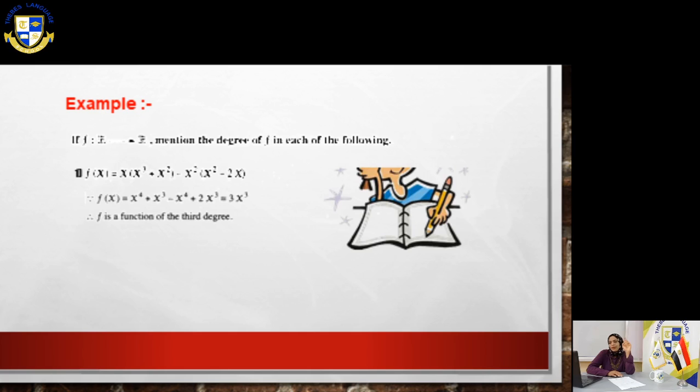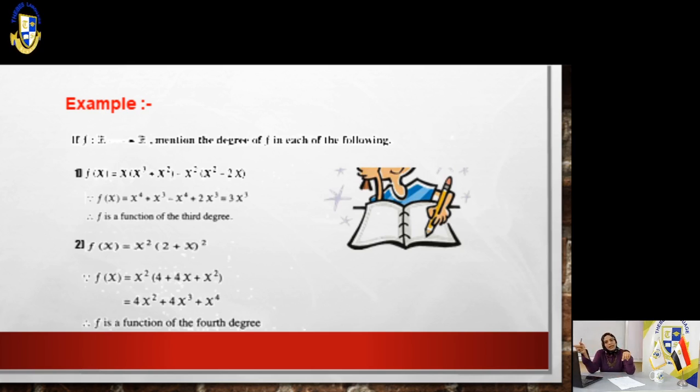Number 2, f of x equals x to the power 2 plus 2 plus x, all the bracket to the power 2. At the beginning, we must simplify the bracket. The first by itself, the second by itself, and first by second by 2. After simplifying, we have 4x to the power 2 plus 4x to the power 3 plus x to the power 4. So the function is of the fourth degree, because the greatest power here is 4.